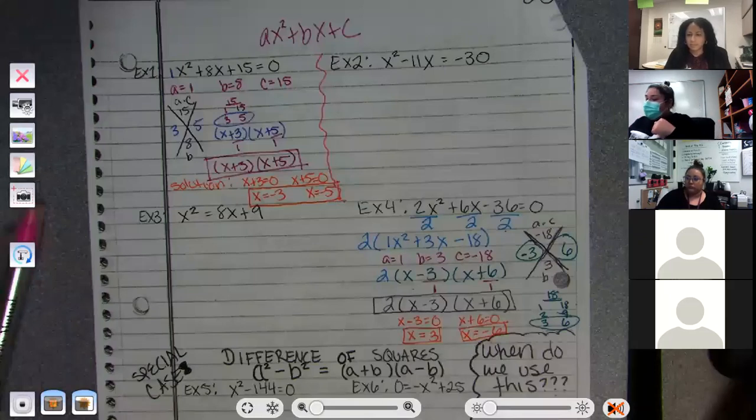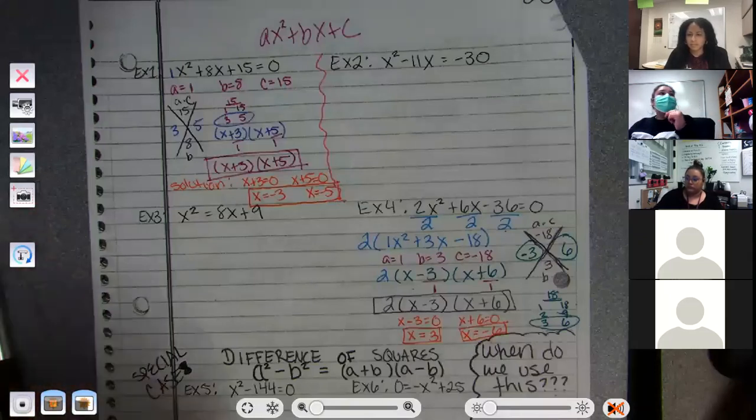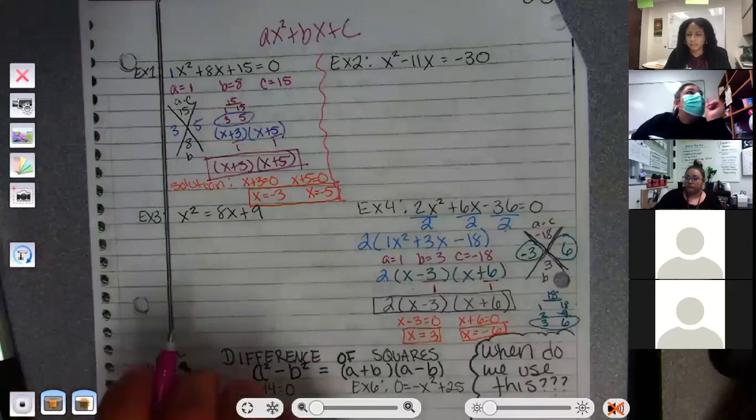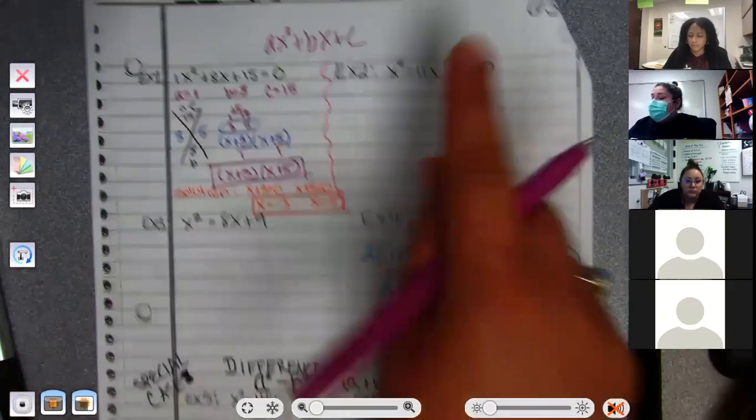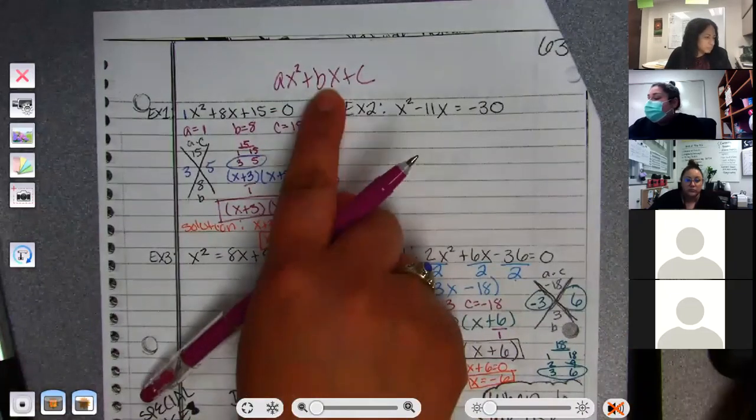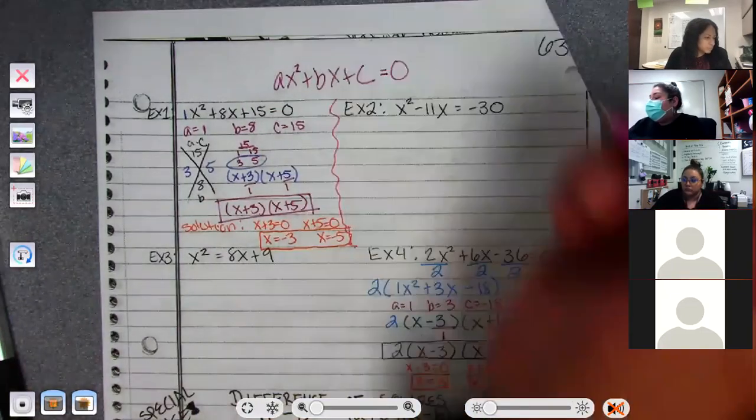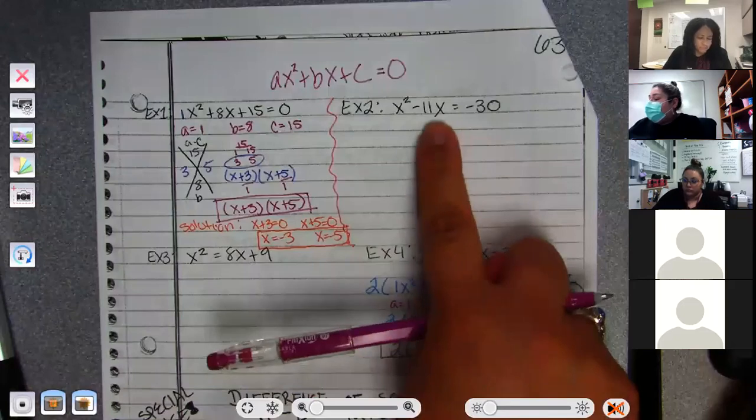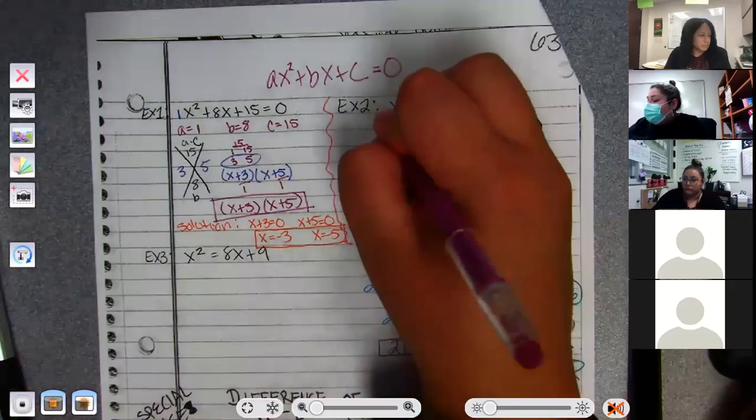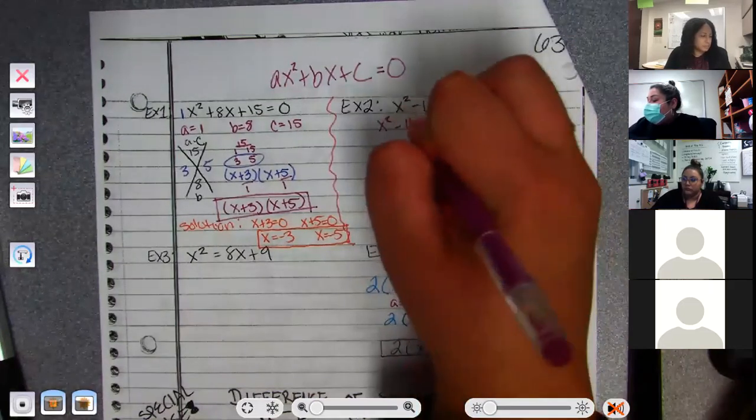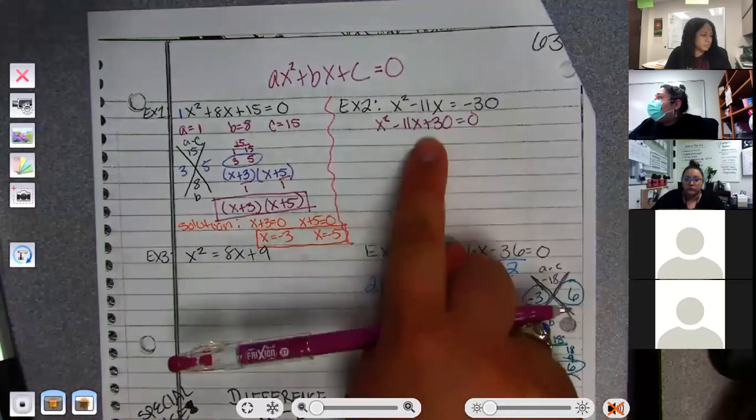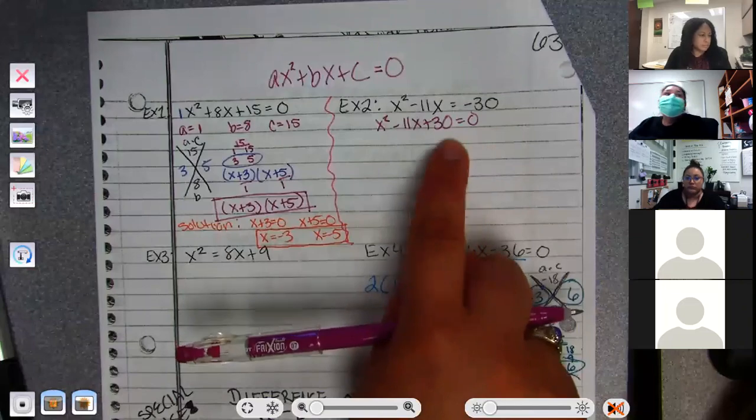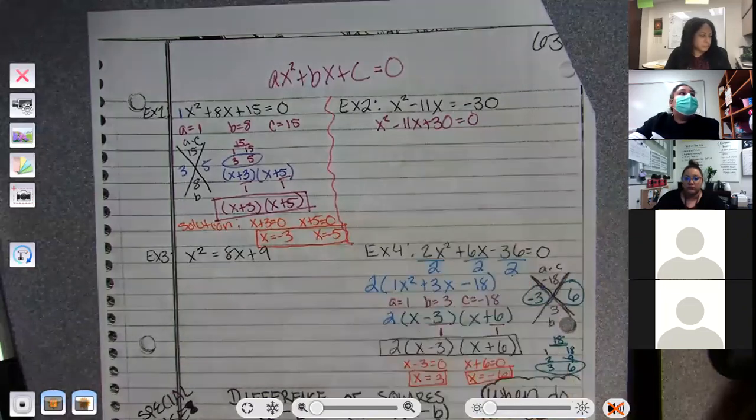All right, so here, first of all, right here, you should see that we want ax squared plus bx plus c, right? And it has to be equal to 0. So from here, you should have added the 30. So x squared minus 11x plus 30. Now it said equal to 0. Okay, so we need to make sure we're doing that part first. Thank you for that.